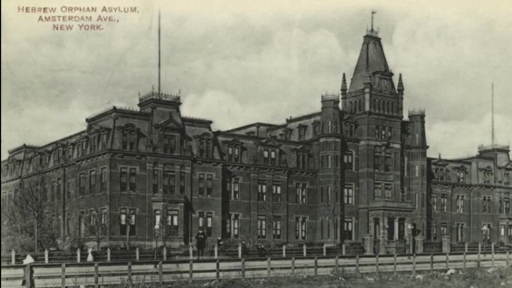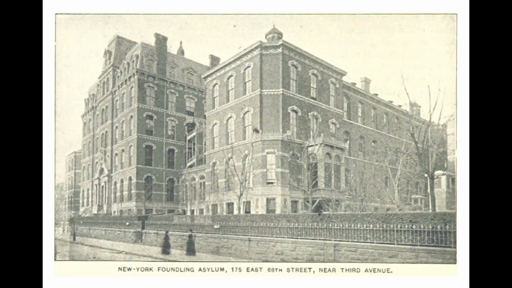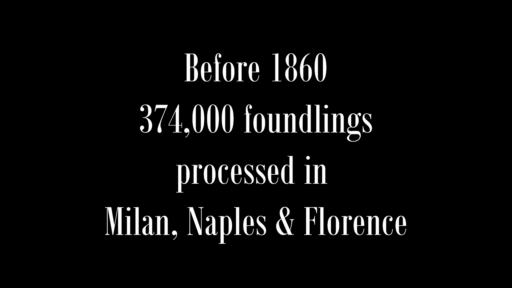New York City had 4 foundling asylums alone that processed thousands of children annually. By the beginning of the 20th century, Italy was reporting 32,000 children per year. Spain and Portugal were reporting 15,000 annual foundlings. Before 1860, 374,000 recorded infants were processed by the asylums in Milan, Naples, and Florence alone.